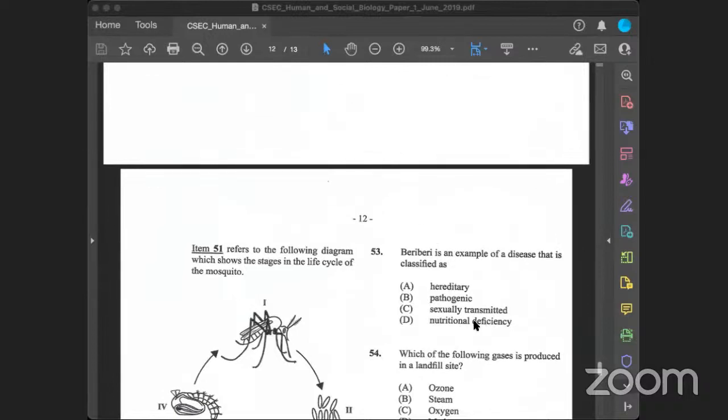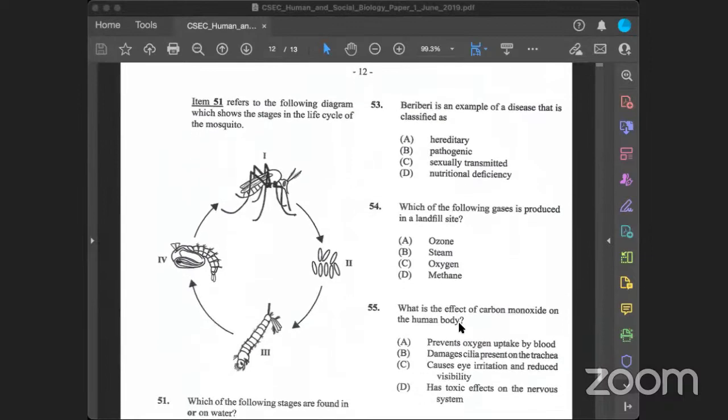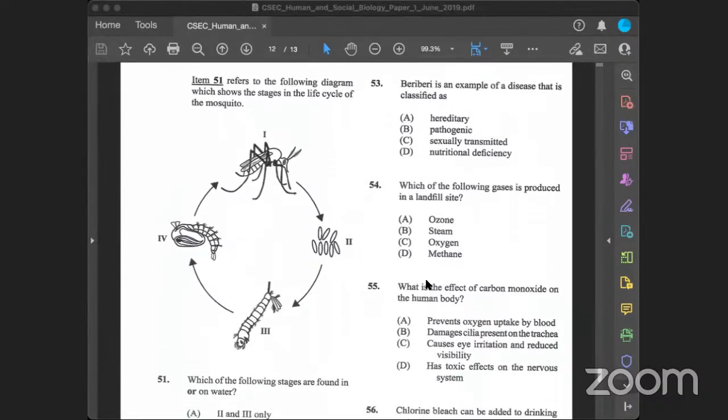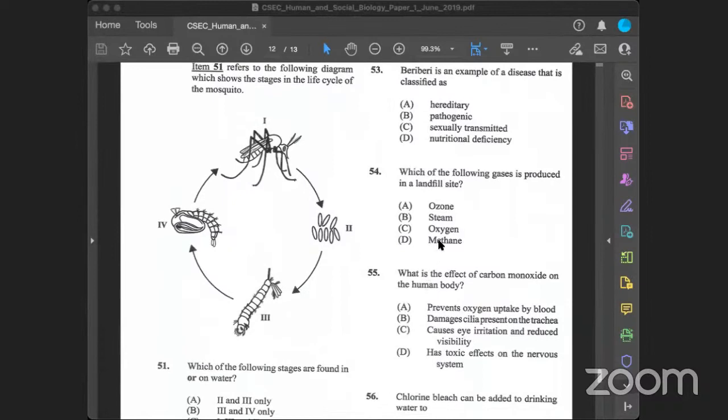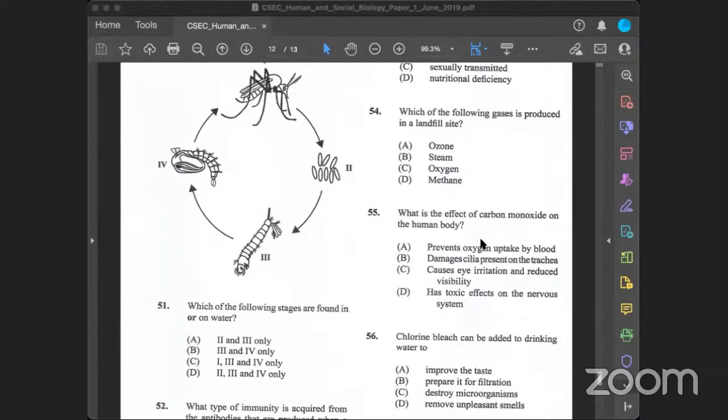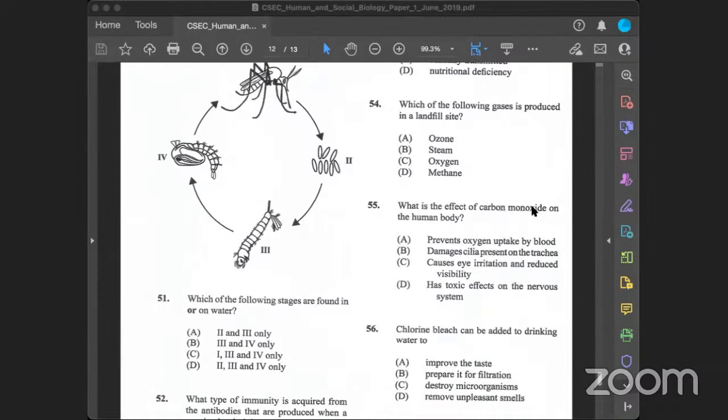Beriberi is a nutritional deficiency. What gas is produced by your landfill sites? Okay, are we gonna answer now? Methane. Methane. What's the effect of carbon monoxide on the body? Prevents oxygen uptake by blood.